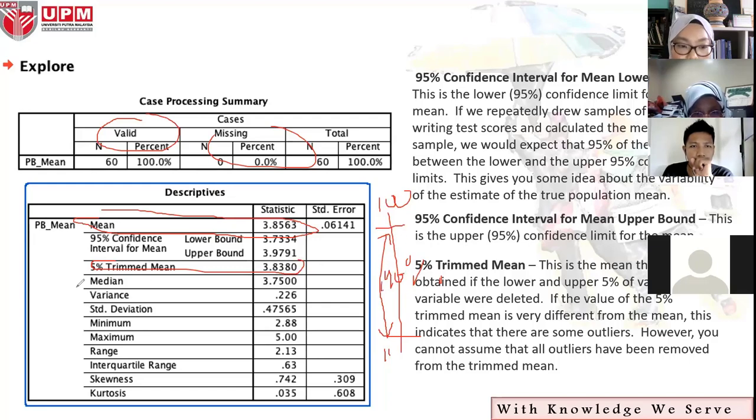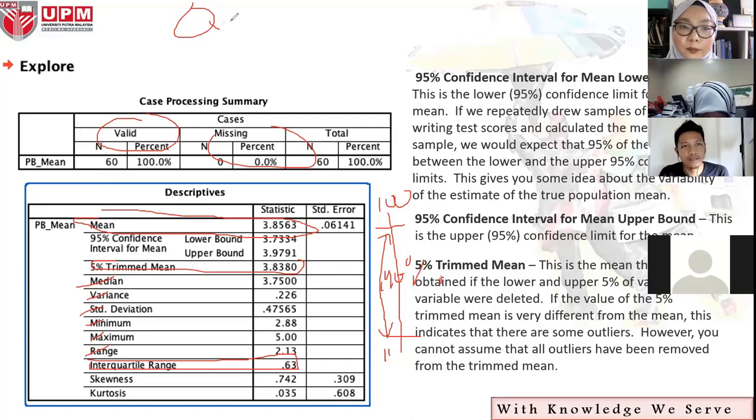This median should be similar to earlier data, variance similar, standard deviation similar, minimum, maximum similar, range, interquartile range. What is interquartile range? In between the quartile. Interquartile range is Q3 minus Q1. That is what is meant by interquartile range.